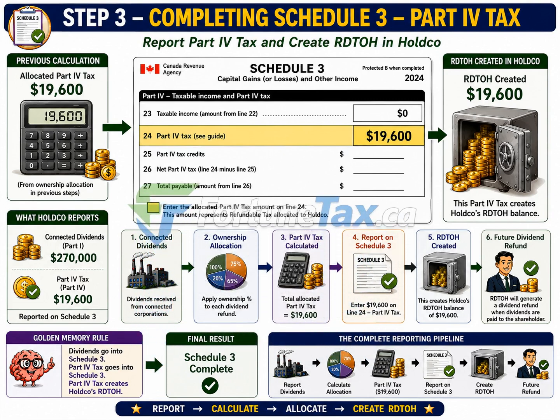The final result is exactly what CRA intended. The connected corporation dividends are properly reported. The refundable tax is allocated fairly based on ownership. The Part 4 tax is tracked through Holdco's RDTOH account. And the refundable tax remains within the corporate system until profits are ultimately distributed to the shareholder. At this point, Schedule 3 is complete, and you now have the full picture of how connected corporation dividends, Part 4 tax, and RDTOH interact within a corporate group.